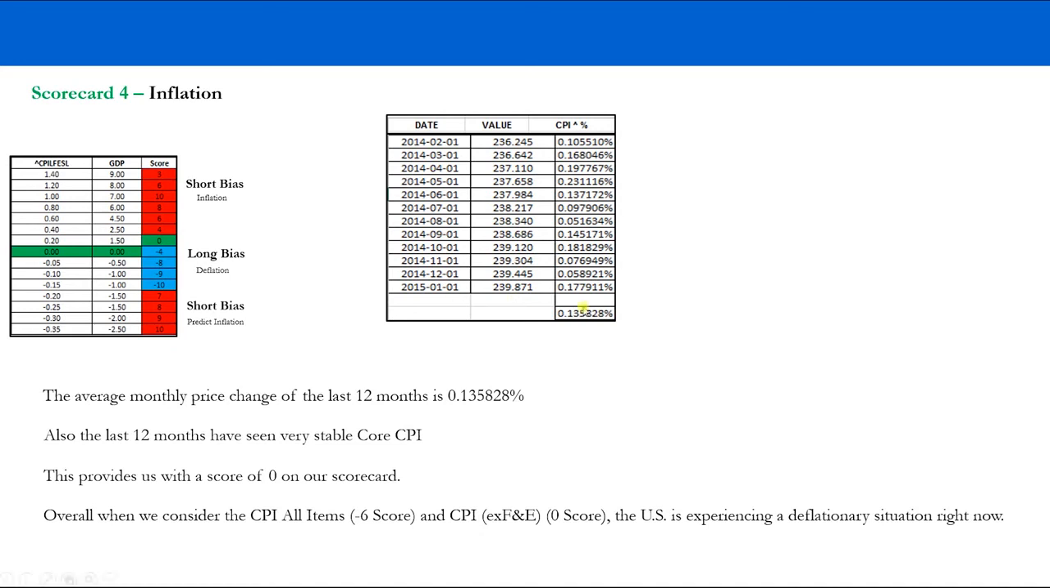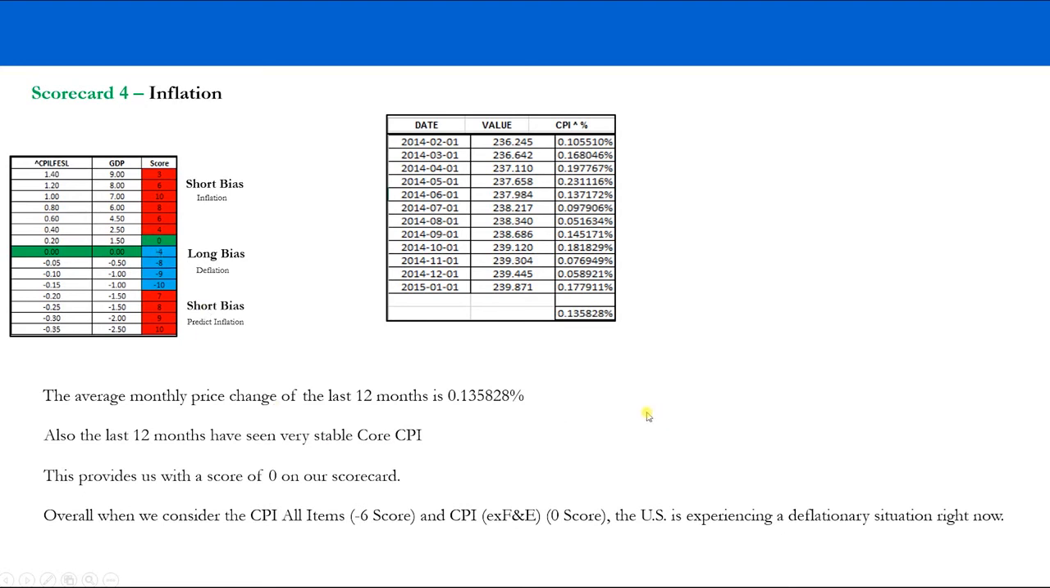So we can see and conclude from these numbers that the last 12 months, we've had very stable core CPI. And what that's going to do, if we read across onto our scorecard, is put us within the normal range. So it's going to put us around here. And it's going to give us a 0 to maybe even a slightly deflationary number. So it depends how conservative we want to be in terms of scoring it, but we can assign it either a score of 0, a score of -4, or somewhere in between.